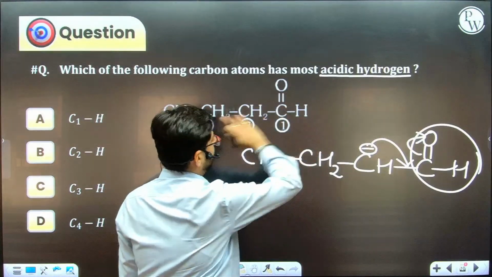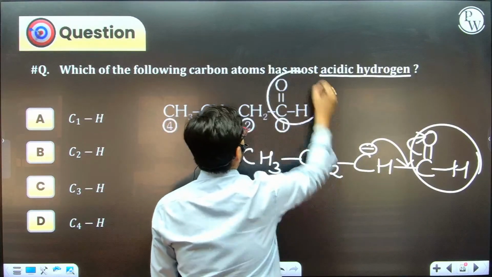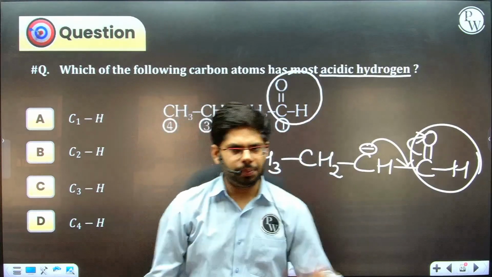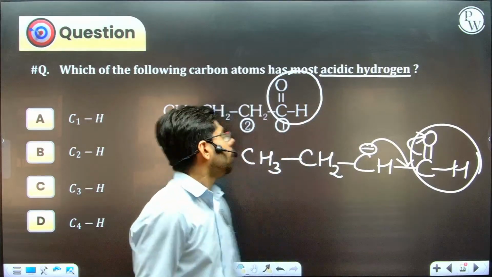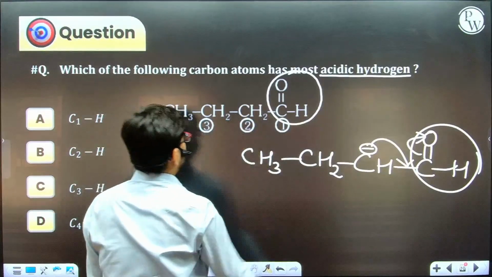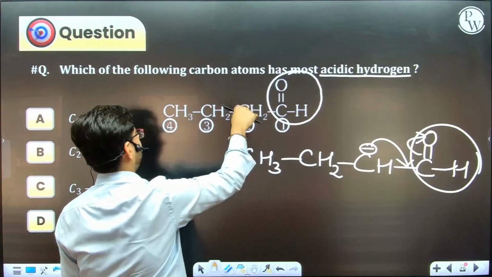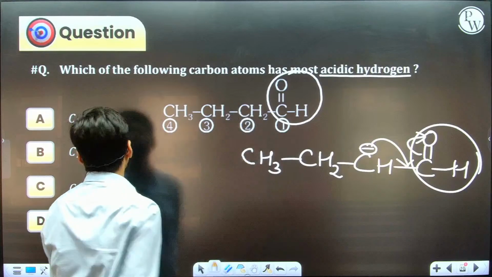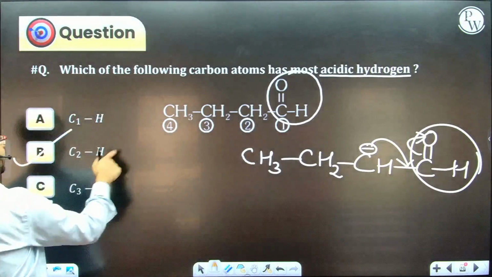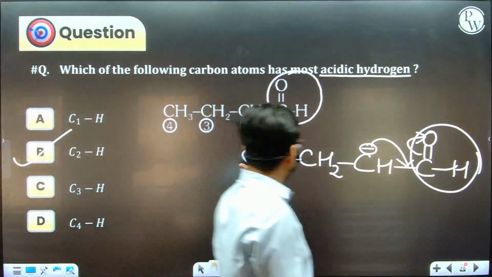So this is out of question. This is an aldehyde, right? You cannot remove the H of CHO. So the most acidic hydrogen is here. The carbon which has been labeled 2 contains the most acidic hydrogen. So C2-H, that means this one. Why? The proof is here.